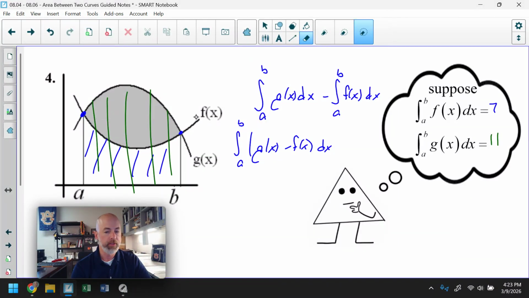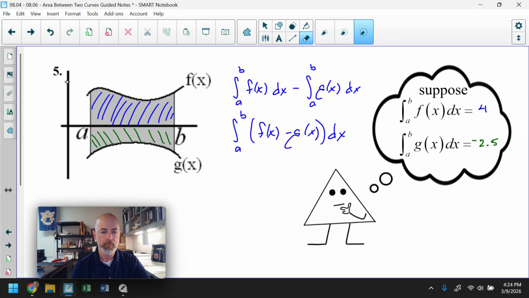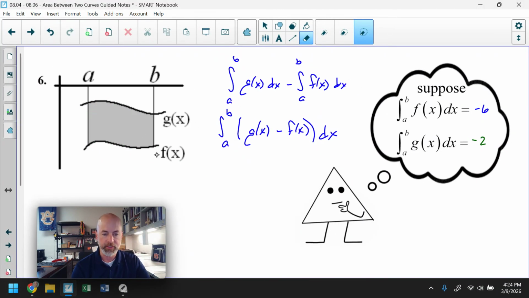Look at number 4. It was the same thing. If you follow that, g of x is on top, f is on bottom, top minus bottom. Number 5. They were split by the x-axis, but it doesn't matter. Top curve minus bottom curve. Number 6. They were both below the x-axis, but it didn't matter. When I did top curve minus bottom curve, it kind of took care of all those crazy negatives that you may be struggling to wrap your head around.